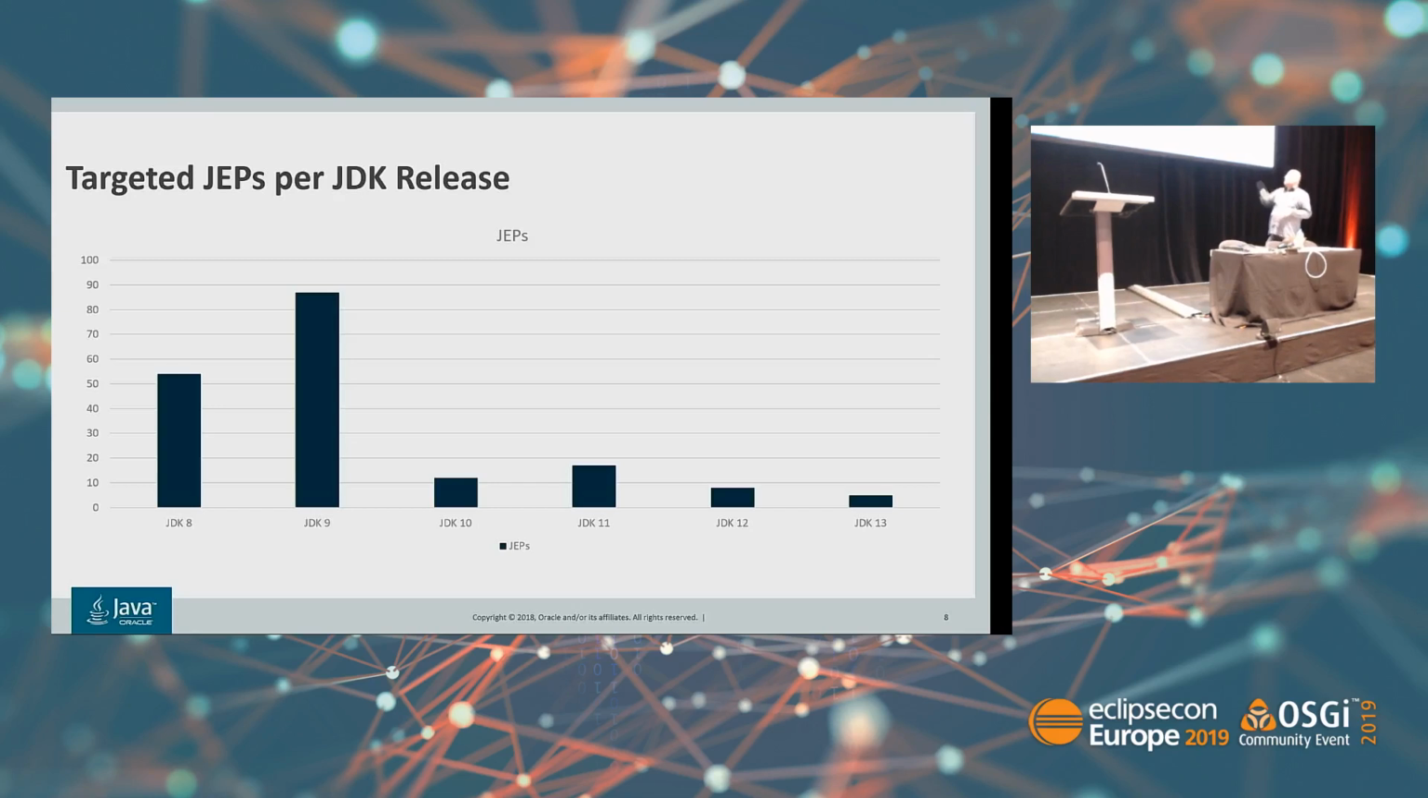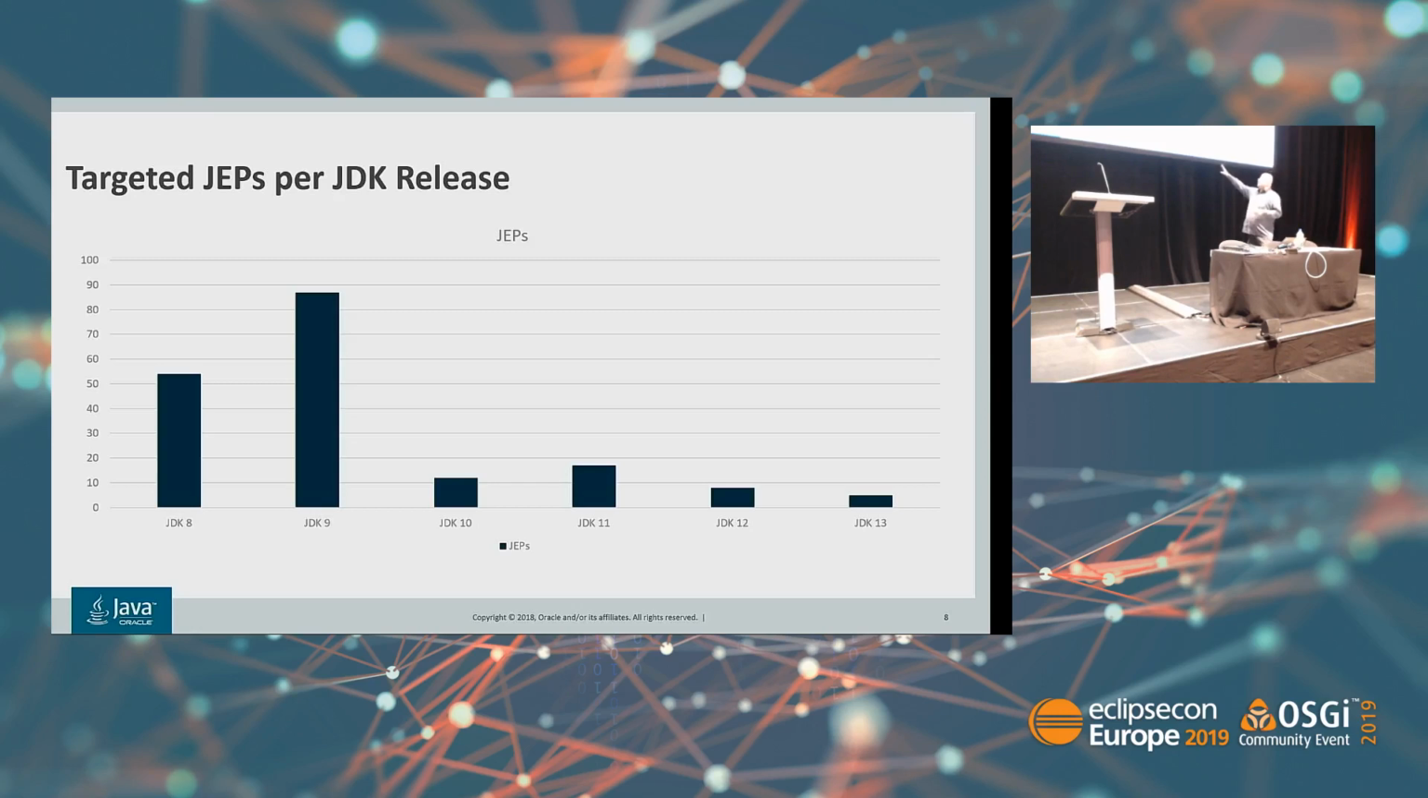With the 6-month cadence, there isn't enough time to squeeze in 90 features. So by definition, their scope is much smaller. And on average, they have around 10 JEPs per release. And that means that the amount of risk, so to say, of moving from one release to the next is much, much lower than, say, with something that's 6 times as large.